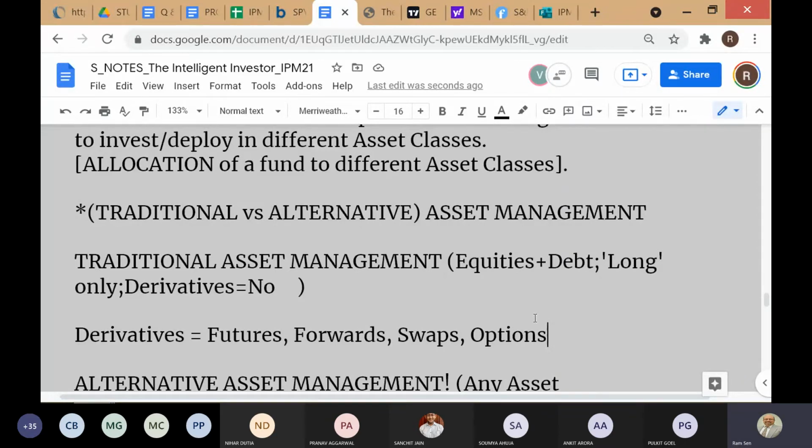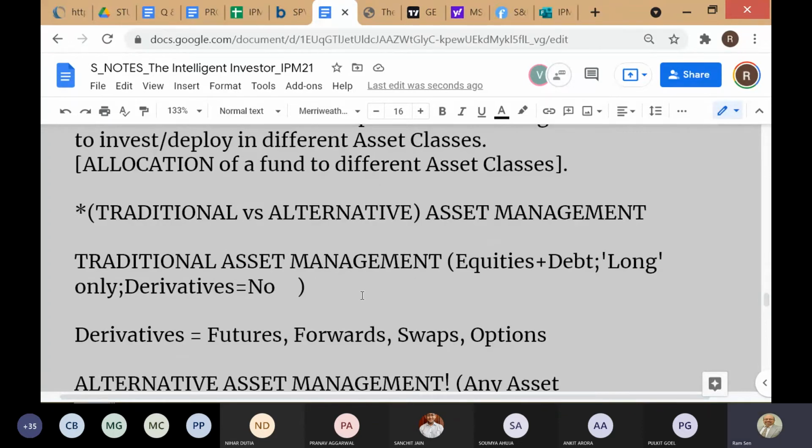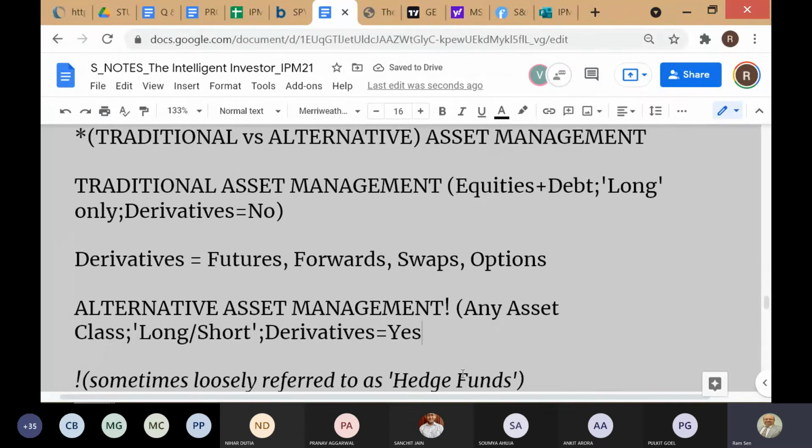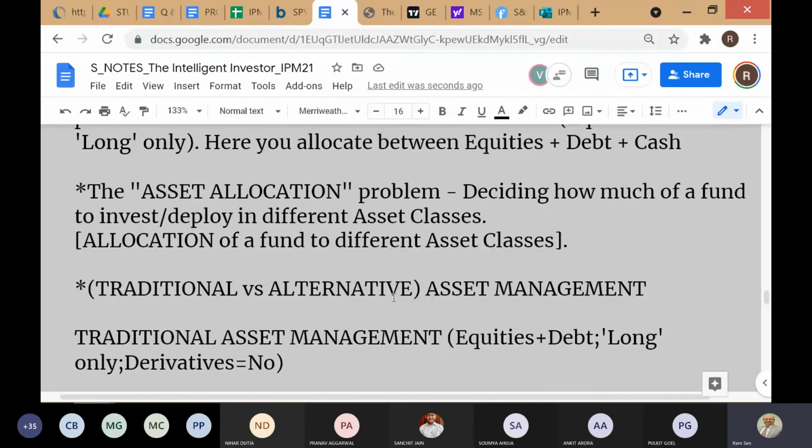So one of the other distinctions between TAM and AM is on the question of, are we allowed to use derivatives or not? The answer in TAM is no. In AM, the answer is yes. So these are the three broad areas in which you have a distinction between TAM and AM. It's very important to understand because asset management is a very big segment of the financial services industry. So you need to understand this theoretical difference. Historically, this has been the approach, TAM. In recent years, AM has started to grow.